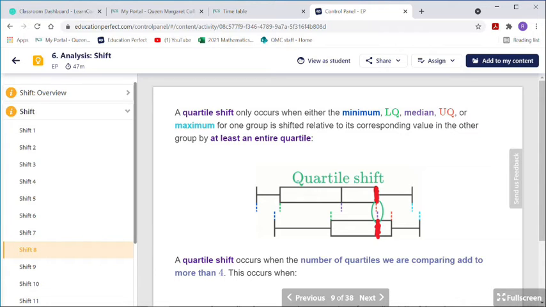One of those measures, and it's always the median, has to be outside of the interquartile range of the other one. So do you see that this median is further to the right than the upper quartile? That's the definition of quartile shift. Now it can be much bigger, as it was on some of the others, but you don't have a shift just because one is further than the other, only if one of those measures is shifted. So be careful when you're describing this. Do not describe quartile shift if there's not one.